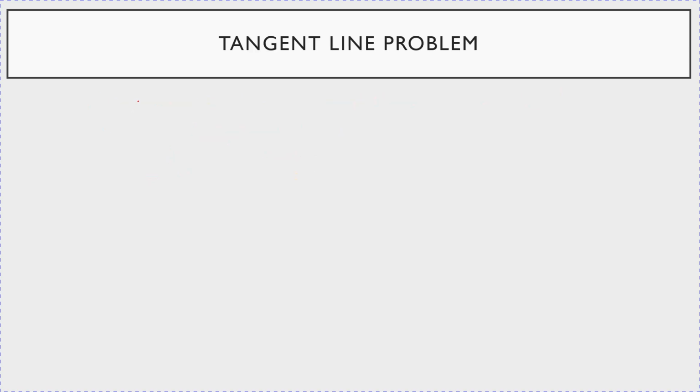Okay, so the tangent line problem. Suppose you have this graph. Let's consider the function f of x is equal to x squared plus 2. Okay, you were to just roughly see what this graph looks like. This is just a rough sketch. It looks something like this, right?